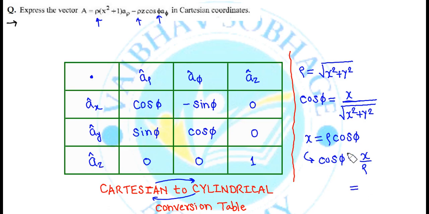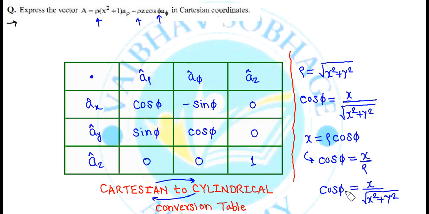And what is rho? We have this one. So x divided by rho value is what? Square root of x square plus y square. So this is how you are going to get the value of cos of phi. This is for your information purpose. I hope you have got this conversion. Okay. Now in similar fashion, we can write the value for sine of phi.